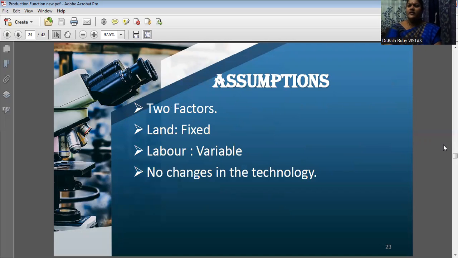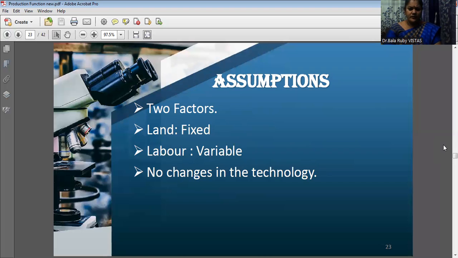And here there are some important assumptions. First, we assume that there are two factors: one is land and another one is labor. The second assumption is that land is a fixed factor, because the supply of land always remains constant. We cannot increase the supply of land.